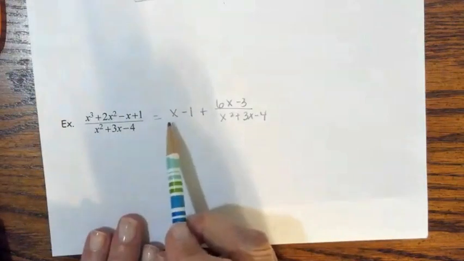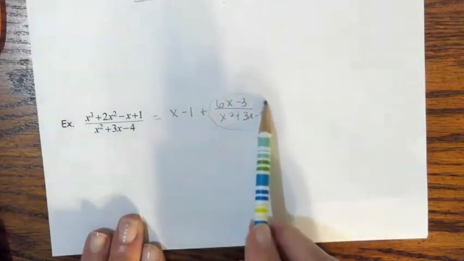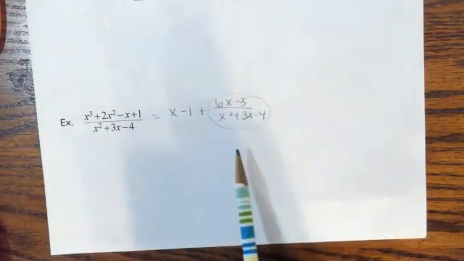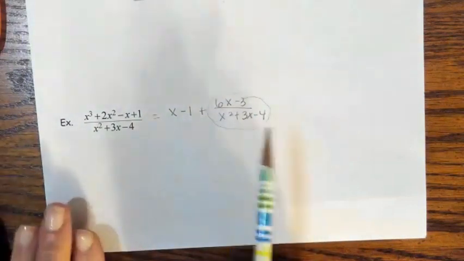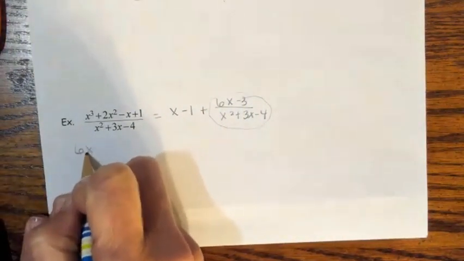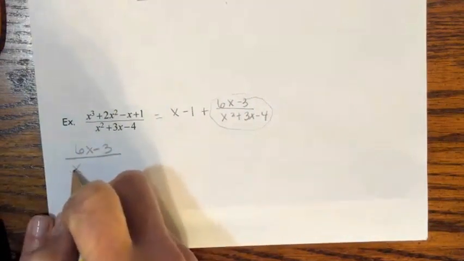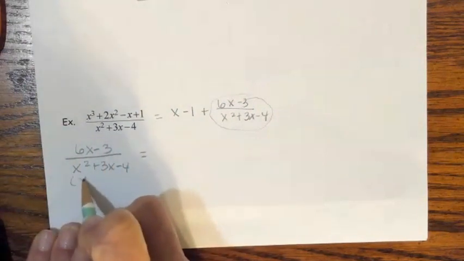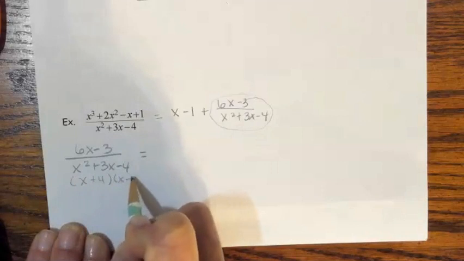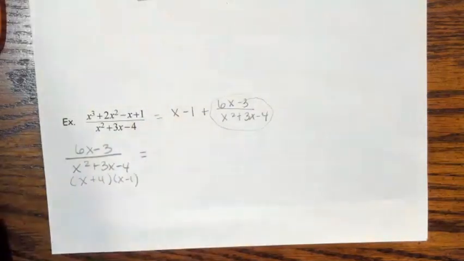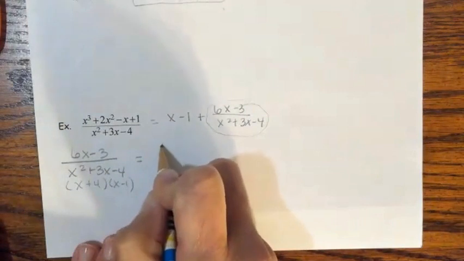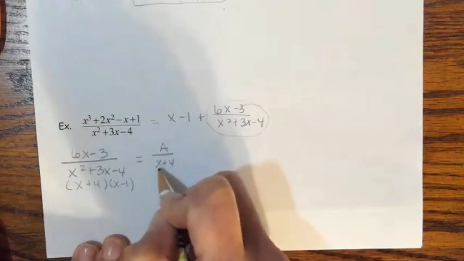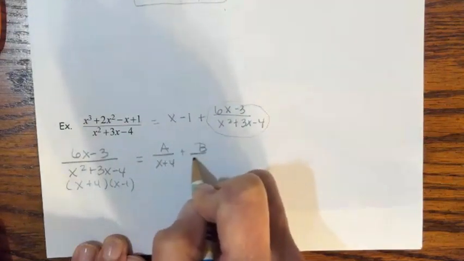All right, so now I need to focus on this. Can I deconstruct that? Can I make that into two fractions? How I tell is I have to look to factor that denominator. So I'm going to just bring it over here. So I have 6x minus 3 over x squared plus 3x minus 4. So this does factor into x plus 4, x minus 1. So I'll do A over x plus 4. Again, it's just A because this is a linear factor, a power of 1, plus B over x minus 1.